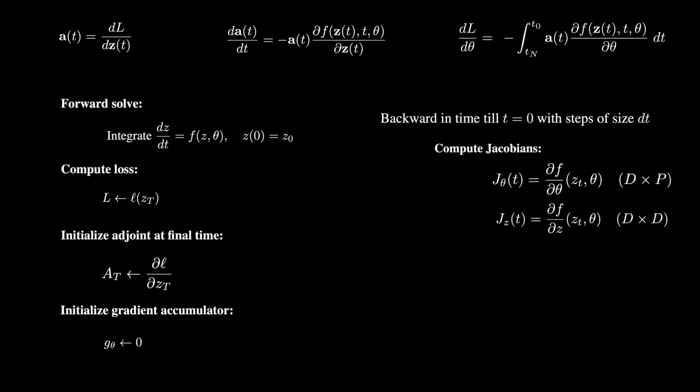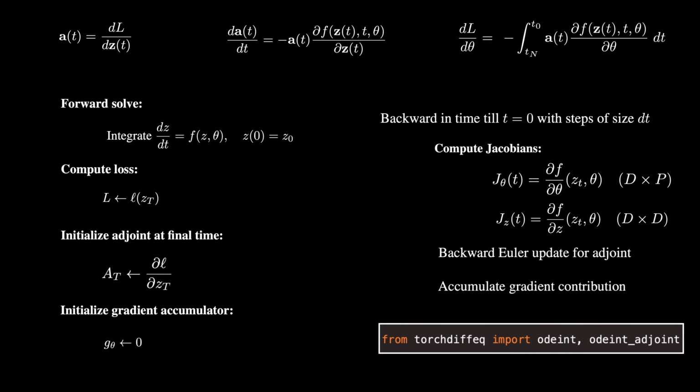We would then compute the adjoint for time step t. This would look similar to Euler, where you use adjoint at time step t plus dt, so the previous time step in backward sequence, and Jacobian with respect to state to compute change in adjoint. We then add in gradients for this time step using adjoint and Jacobian with respect to parameters. And after completing the backward sequence, we have our required gradients. At a high level, these are the steps involved to compute gradients using adjoint method. And from an implementation perspective, this entire process is wrapped for us in the odeint_adjoint method from the torchdiffeq package.